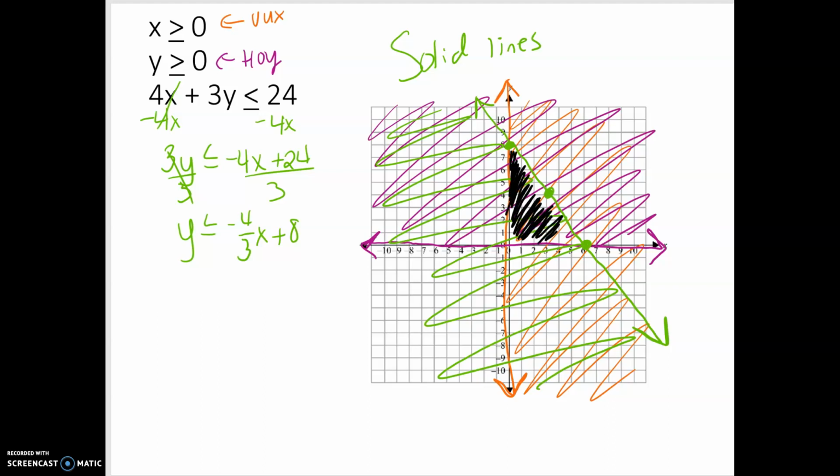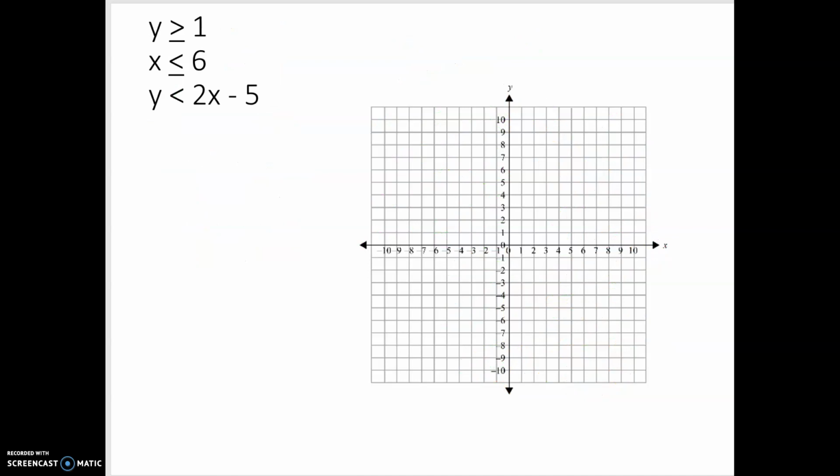So if you're not going to erase, I want you to shade as heavy as you can where all 3 pieces overlap. So this one actually made a triangle. That's where all of my solutions are. Okay, we're going to do the same thing 2 more times, and then you guys have your assignment.